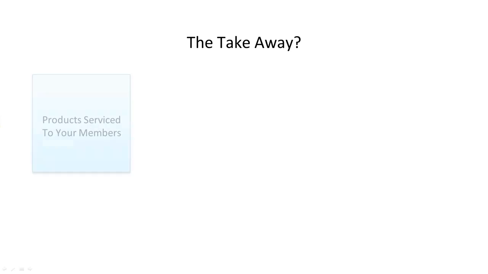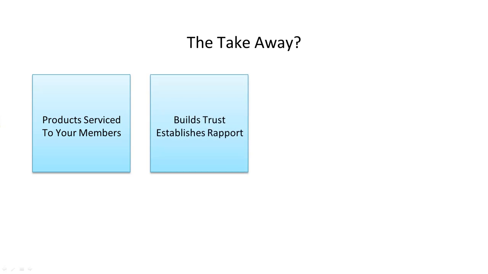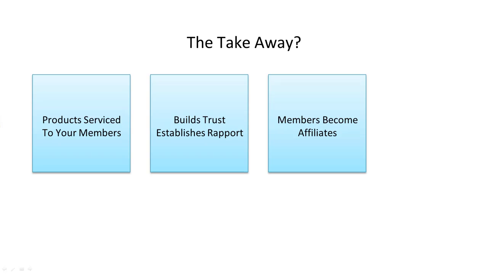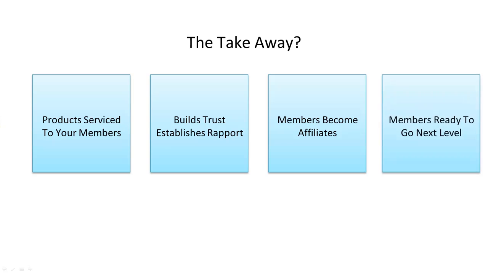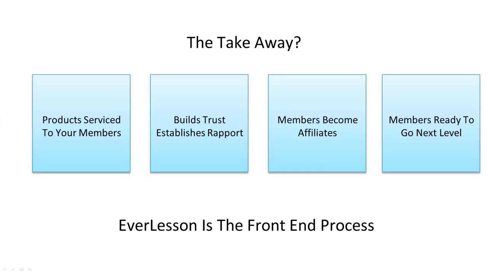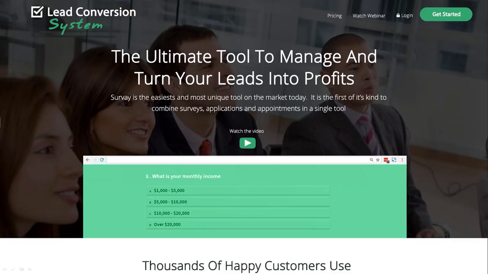So let's look at the takeaway here, right? Products are service to your members, all right? That's our e-learning content management system. It builds trust and establishes rapport with them. And then eventually the member becomes an affiliate. And at that point, the member is ready to go to the next level. So remember, Everlesson is the front end process. And now what we're going to do is we're going to take a look at the back end process. And this is where our lead conversion system comes in.